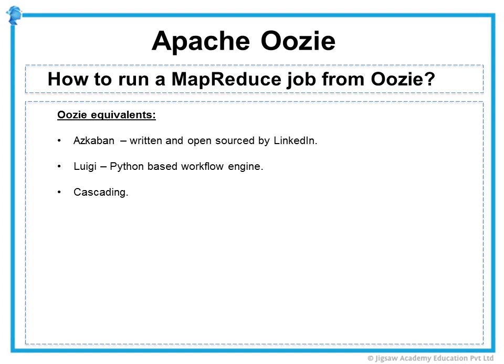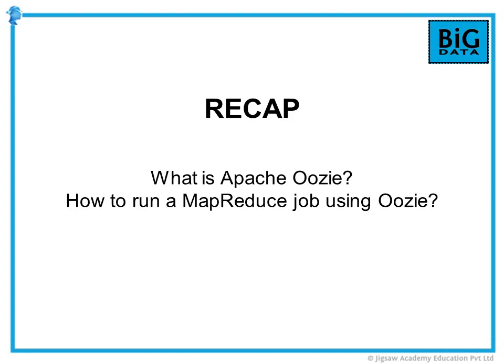So with that, we come to the end of this video. We have seen how to execute a MapReduce job using Oozie, and we've also understood a little bit more about Oozie actions and how to set up a workflow XML file.